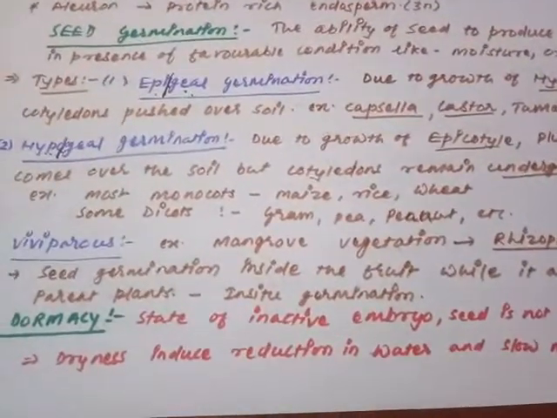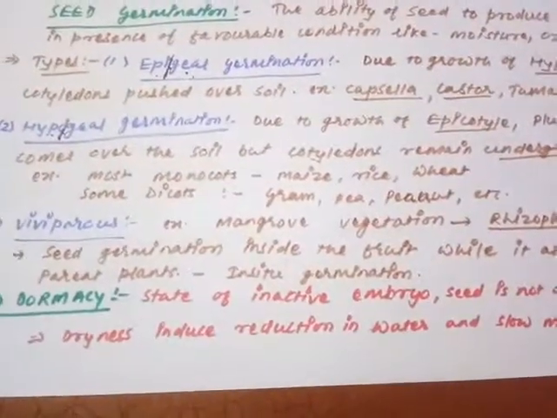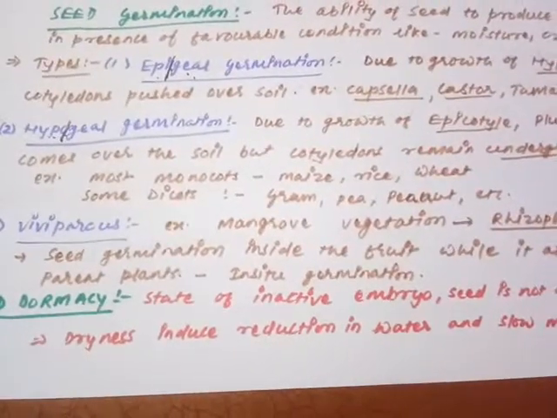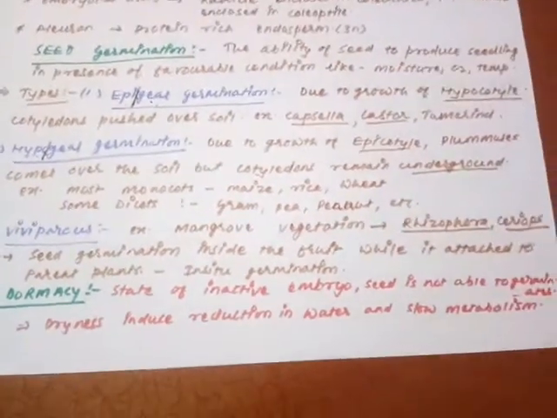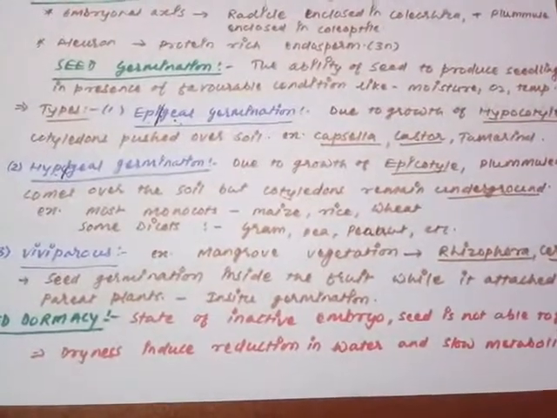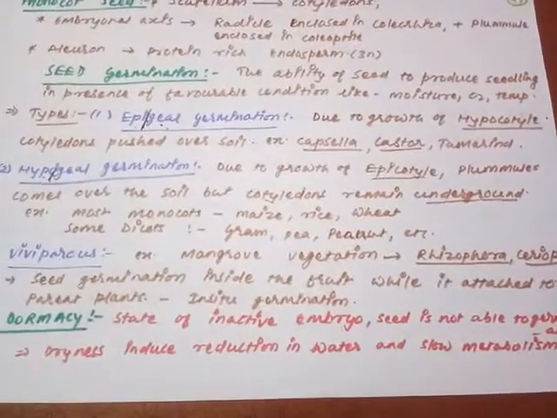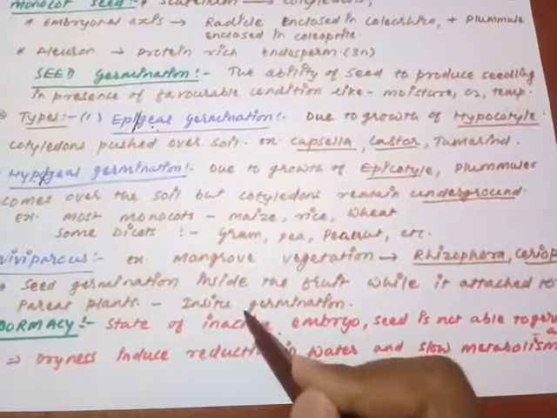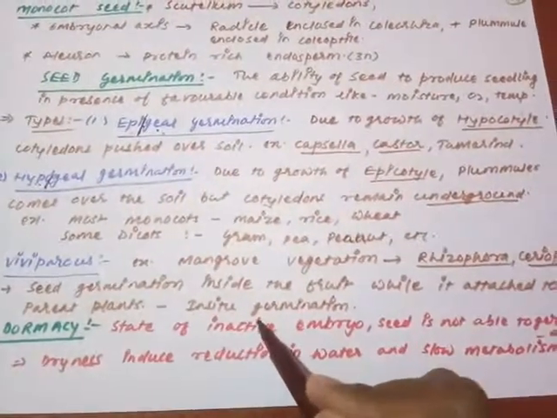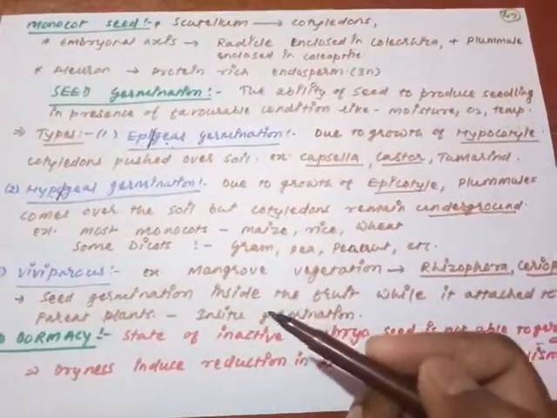The seeds germinate inside the fruit itself while it is developing. In viviparous plants, the seeds germinate inside the fruit while they are attached to the parent plant. Are you getting my point? That is why this process is also called in situ germination. The seed germinates there only, on the parent plant, inside the fruit. That is why it is vivipary. Vivipary means the development of the young one inside the mother's body.